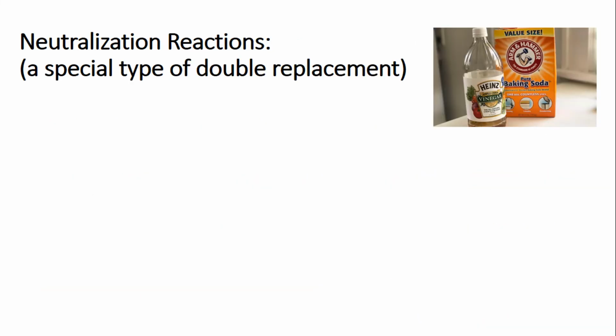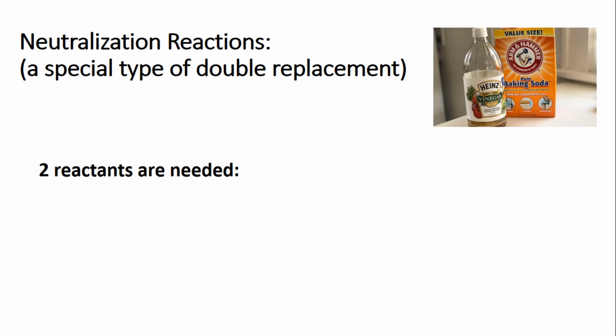At this point, I'd like to talk about a special type of double replacement reaction. It's called a neutralization. In a neutralization reaction, we still have two compounds creating two compounds, but there's a slight difference. In this type of reaction, we do not make a precipitate. The product that forms is actually water. Let's take a closer look.